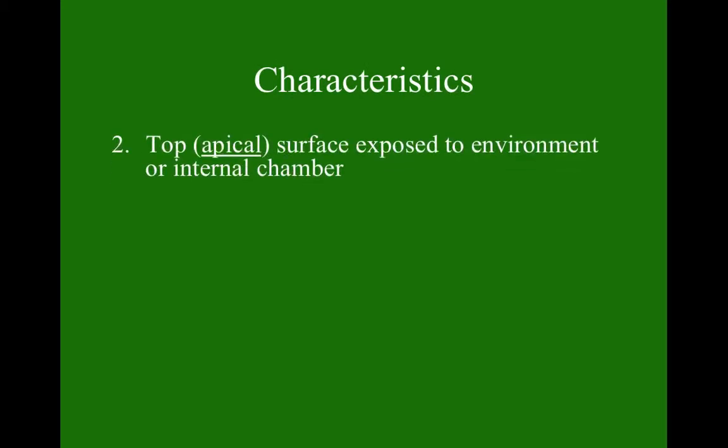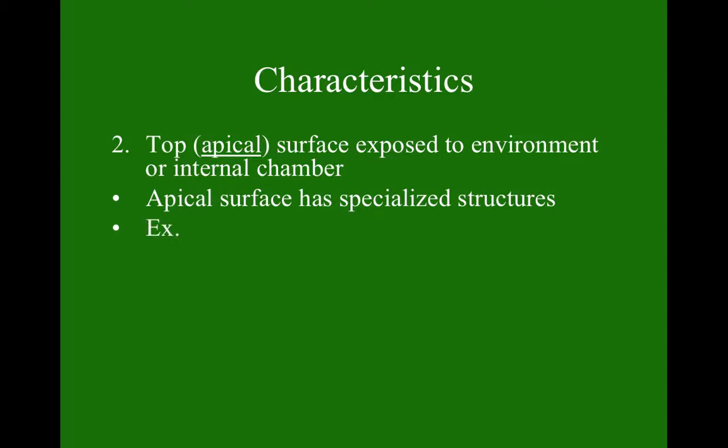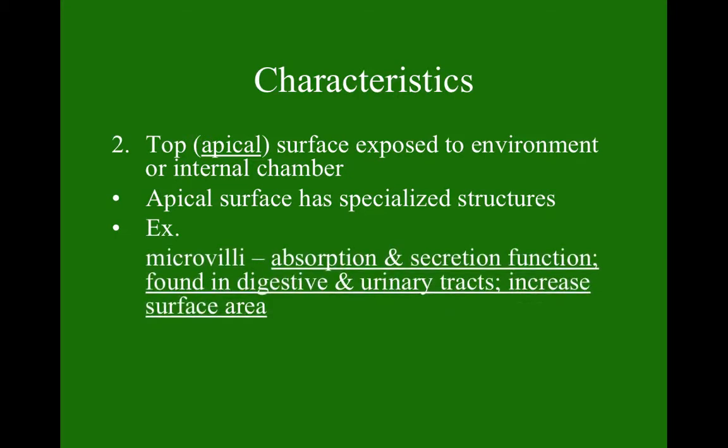Now, the second characteristic of epithelial tissue is that the top, in other words the apical surface of the cell, is exposed to either the environment on the outside or some sort of internal chamber. This apical surface can have specialized structures, and that includes microvilli and cilia. They differ in their functions. Microvilli have an absorption and secretion function. Their purpose is to increase the surface area, and we typically find these in the digestive and urinary tracts.